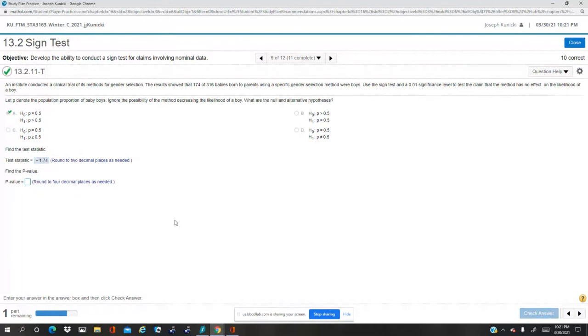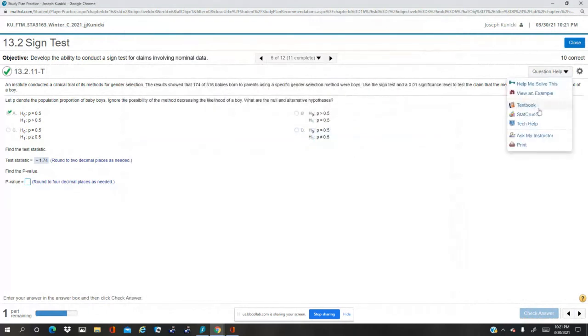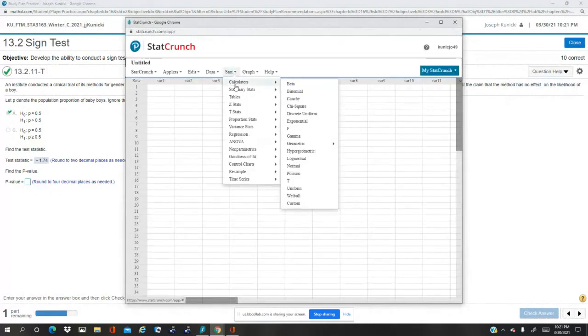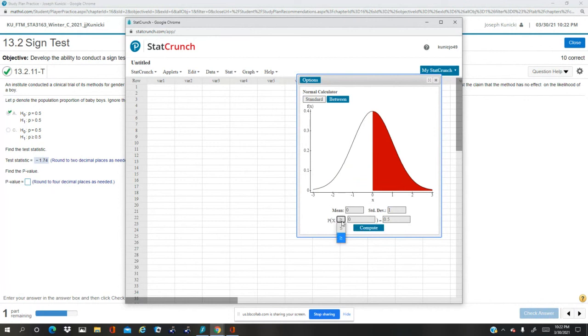Then they want the p-value. So the p-value, since it's a one-sided test, notice A was the correct answer. So it's a right-tail test. So to find the p-value, we can do StatCrunch so you can see it visually. Oops, let's try it again. So I go to Stat, Calculators, Normal, and I want X greater than, because it's a right tail. And the number is, I'm sorry, it's a left tail, my bad, it's minus.